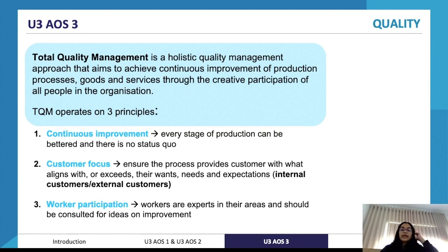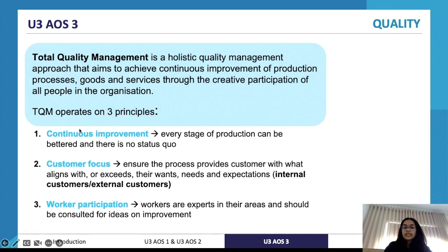Then we have TQM. This is a holistic quality management approach that aims to achieve continuous improvement of production processes, goods, and services through the creative participation of all people in the organization. So it's encouraging the participation of everyone in the business. It operates on 3 principles.